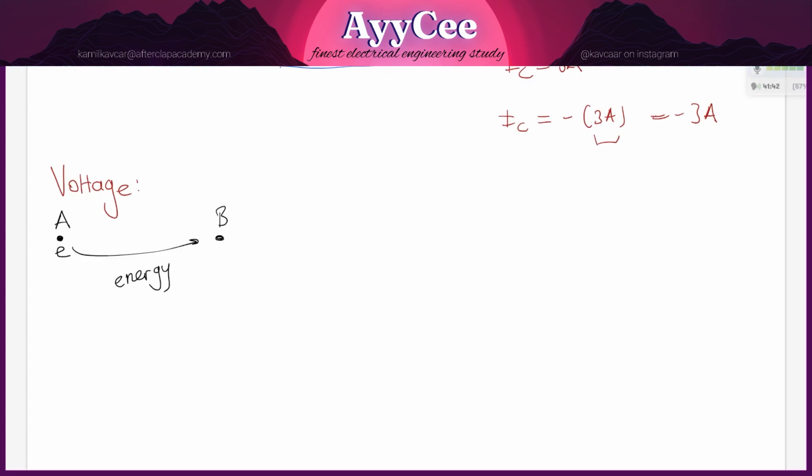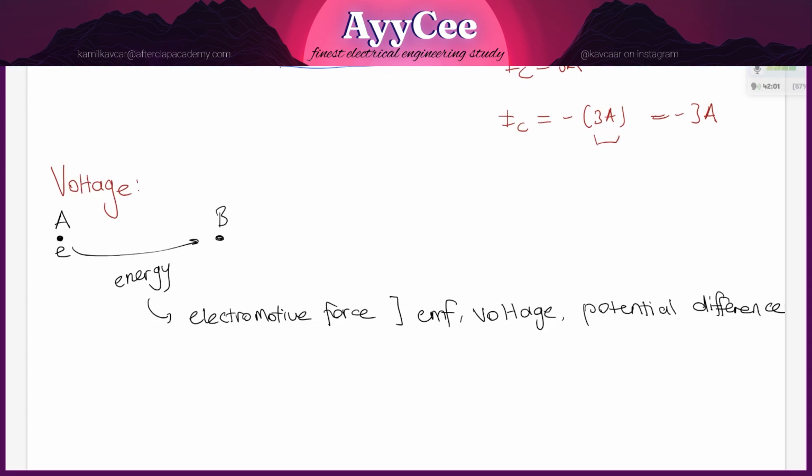And that energy is, by the way, provided by an external source, which is called electromotive force. This force is generally shortened as EMF, or sometimes it is called voltage, and sometimes it is called potential difference. So, how do we define that voltage or potential difference? Let me put it this way. Potential difference is defined as the energy that is needed to move a unit charge from point B to point A. So, let me put that in here.